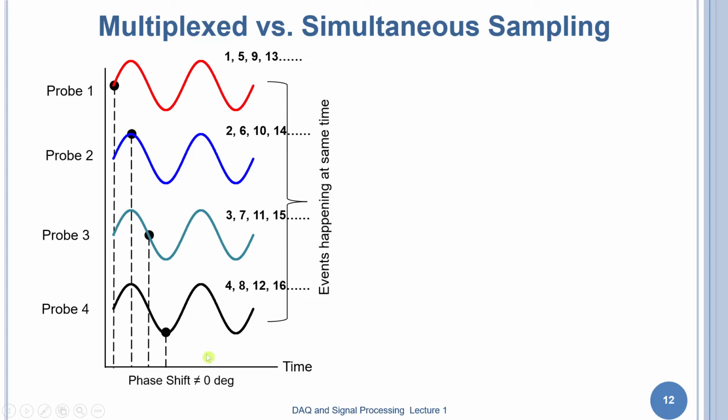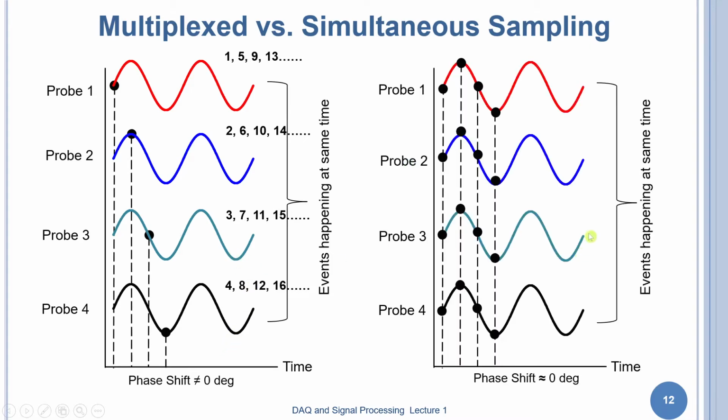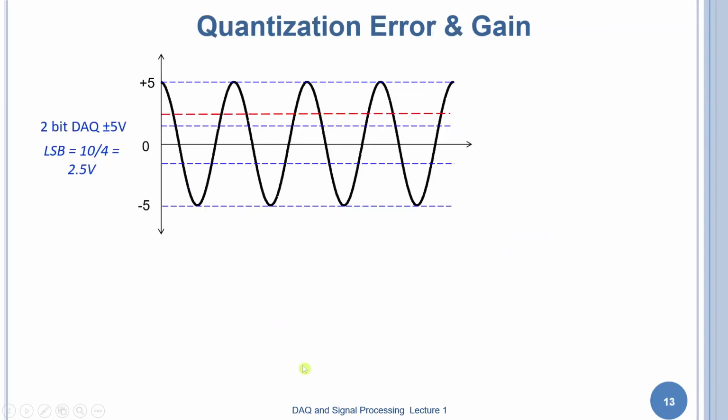Sometimes this might be crucial in your measurements. If you want to avoid phase delay and you want exact simultaneous measurement, what you can do is go for simultaneous sampling. In this case, the first sample for each probe is taken at the same instant, and so on. So here you have 1, 2, 3, 4 samples. Each sample for each probe is taken at the same time instant. So here you don't have a phase shift. It's almost zero.